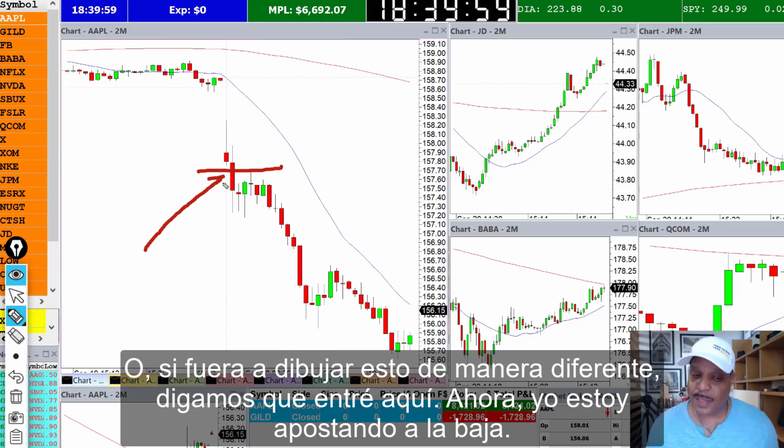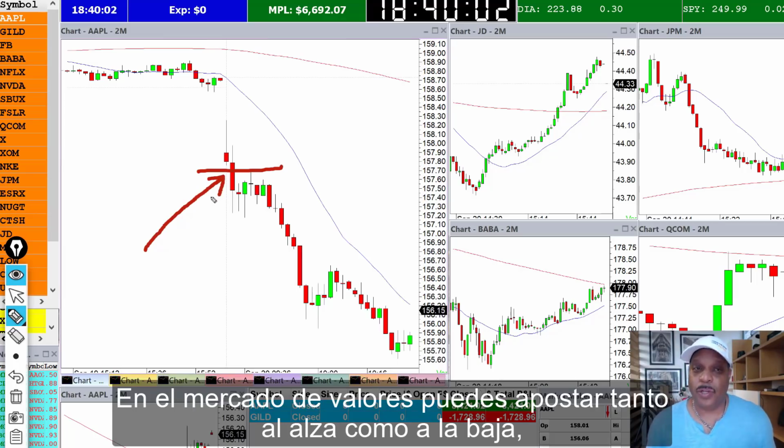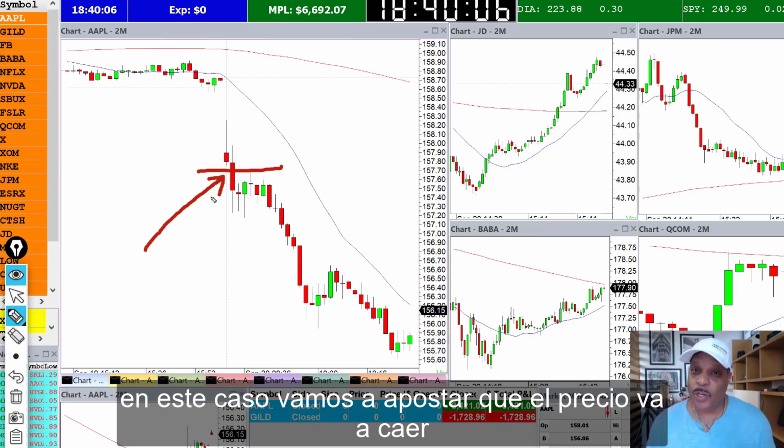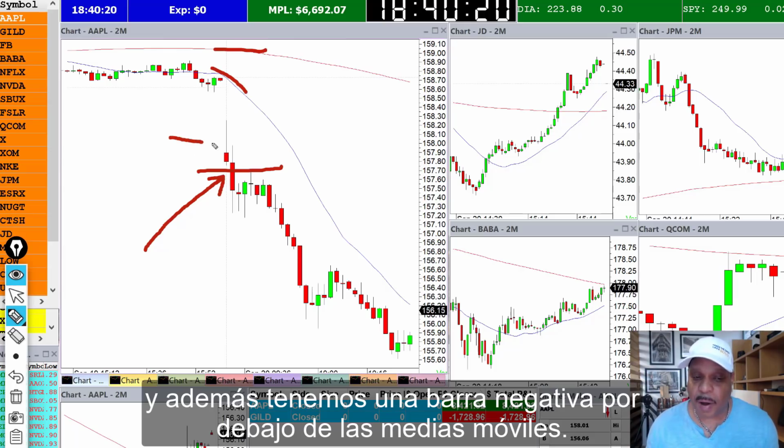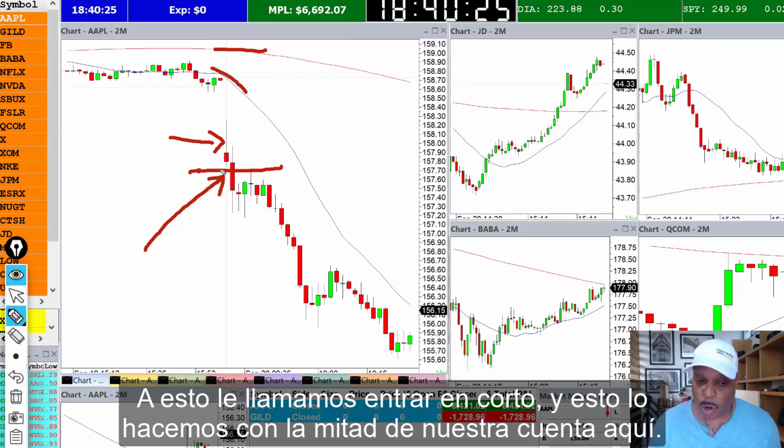Now we're betting on the downside. In the stock market, you have the ability to bet on the upside when you think it's going to go up, or you can bet on the downside when you think it's going down. In this case, we think it's going down because we have a negative location under the two key moving averages, and we have a negative bar under the two key moving averages. What is called in the industry, we short or enter short with half of our account here.